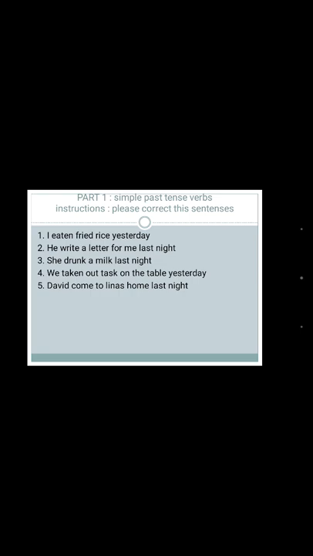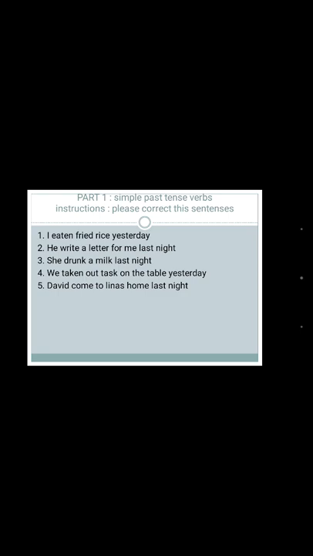Okay. In my unit test, I have 3 parts. Part 1 is simple past tense verb. The instruction is: please correct these sentences. In this part, I will give my students some sentences. I want to use verb 1 in this sentence. I know this verb is incorrect, and I want my students to correct this sentence.